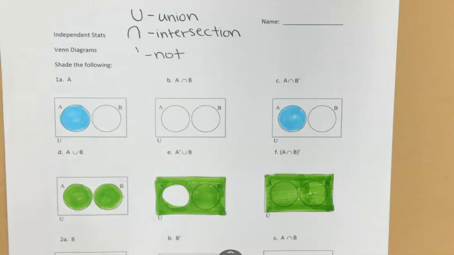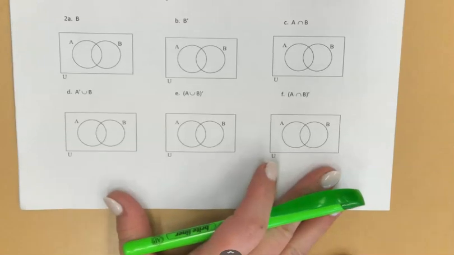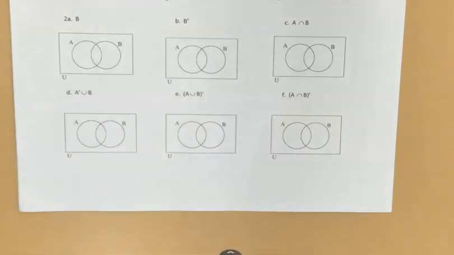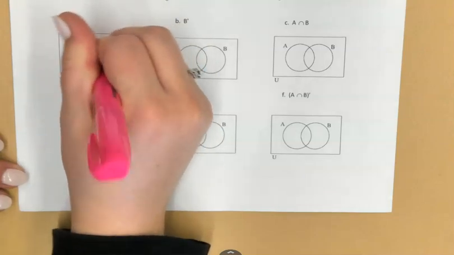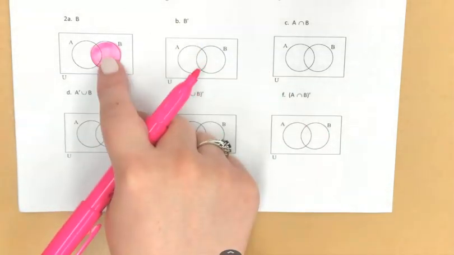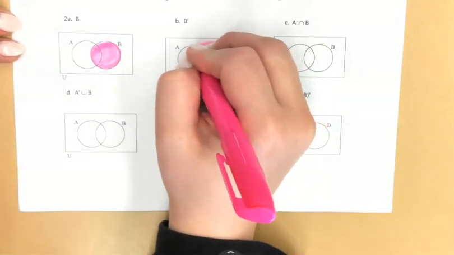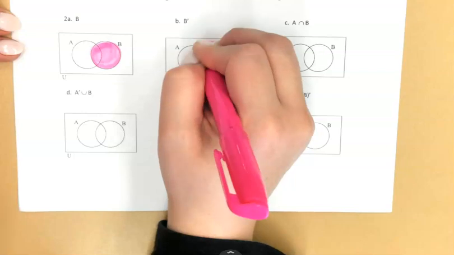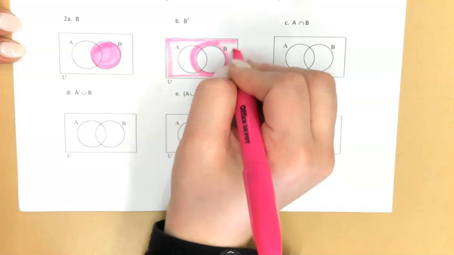Okay. On the next set, similar but a little bit different, I still have my two circles A and B in my rectangle, but now A and B are overlapping a little bit. So let's see what this changes. This first part is just wanting me to shade in circle B. So there we have it. The next one is not B. So everything I shaded in here or didn't shade in here, I'm going to shade in now. So I'm going to go around circle B and shade in everything else in this diagram.